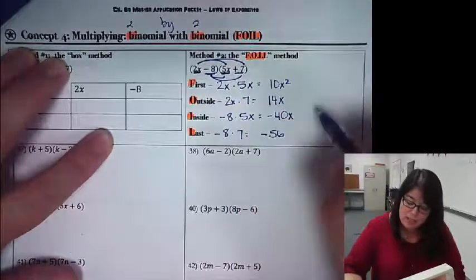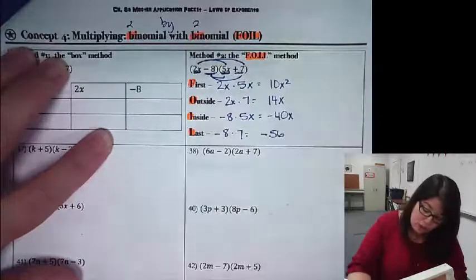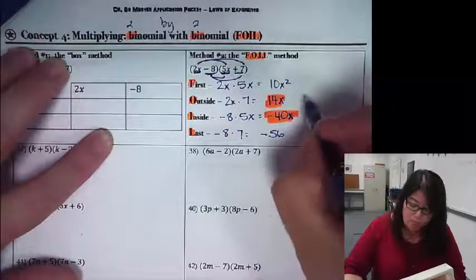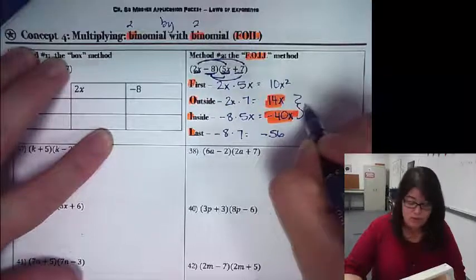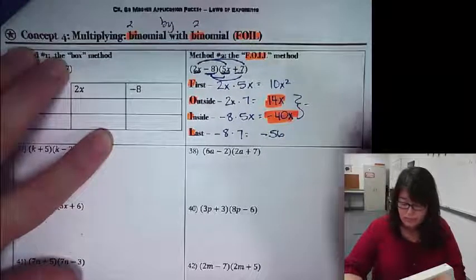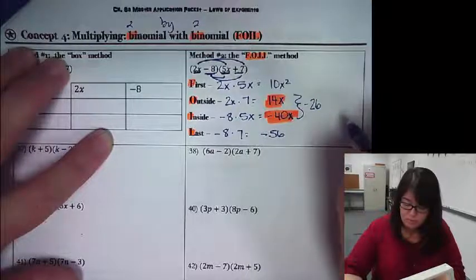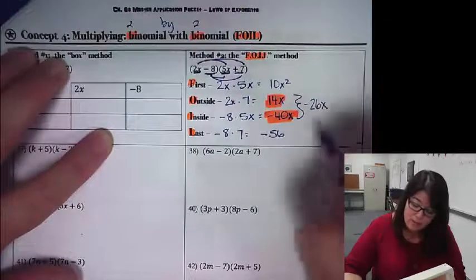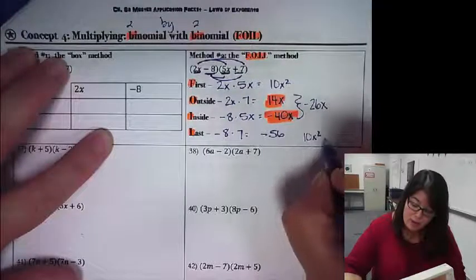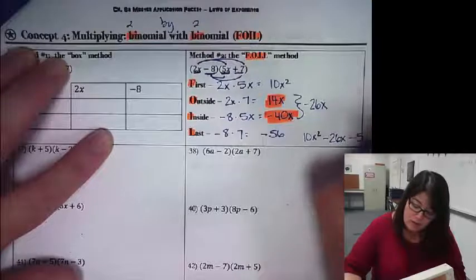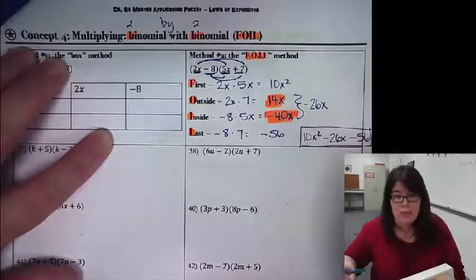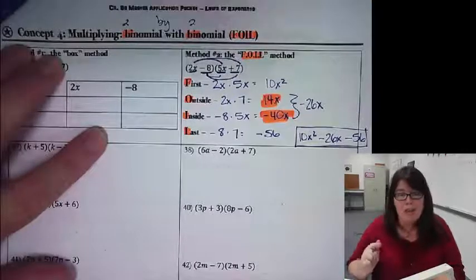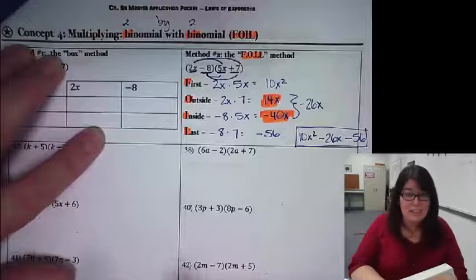So combine all those things together. I have two like terms here, 14x and negative 40x. When I combine those two together, I would get negative, what is it, 26? 26x. So now to write my final answer, I would just start with my highest degree and work my way down. And there you have it. So there's the FOIL method, and you're welcome to use that method. If that works for you and that makes sense, go for it. But if that looks a little confusing, let's take a look at the box method.